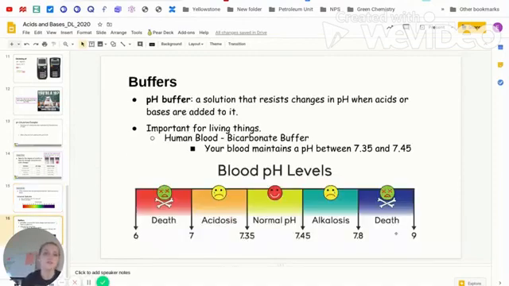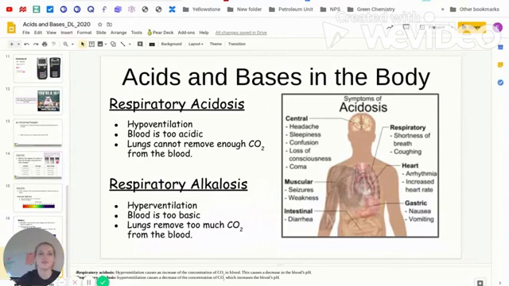A pH buffer resists changes in pH when we add acids or bases to it. An antacid is a buffer, like your Tums or Rolaids. This is very important for us as humans. A bicarbonate buffer might be used if we have alkalosis or acidosis, and your blood maintains a pH between 7.35 and 7.45. The great thing is that the human body does this on its own, but occasionally certain things happen, like respiratory acidosis.